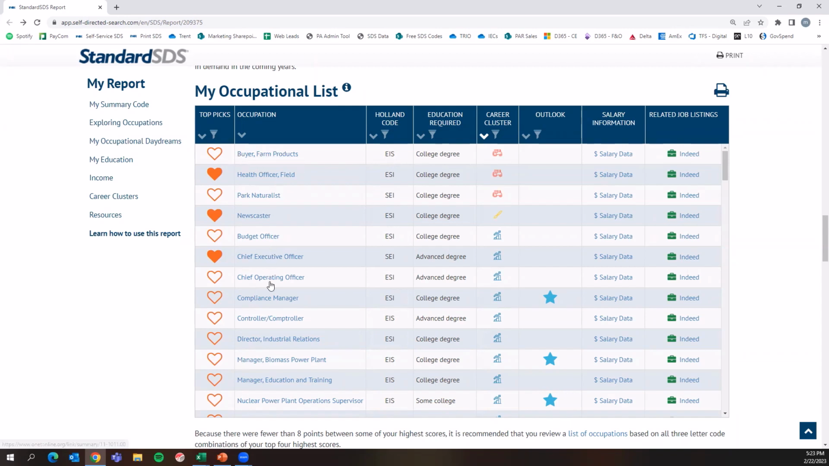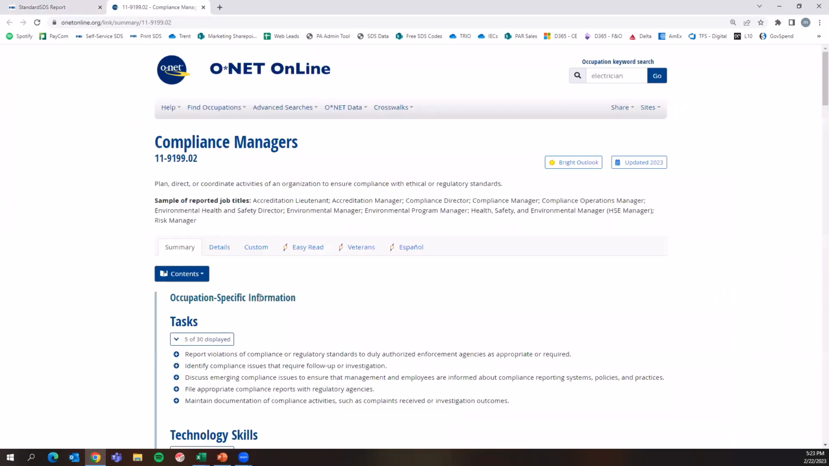But if I don't know what the job is, and that's really where the strength of this report is in what its resources do for you. Let's say I don't know what a compliance manager is, right? Conceivable, especially if I'm maybe 12, 13, 14, even 18, 20. Maybe I've never heard of that.